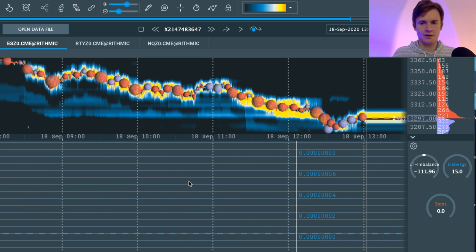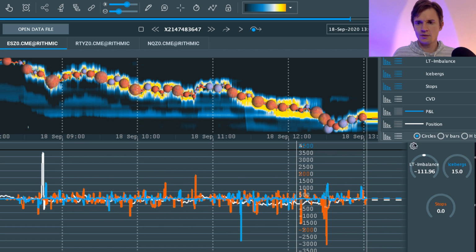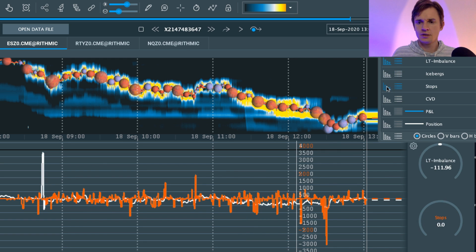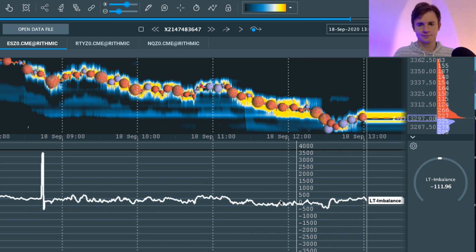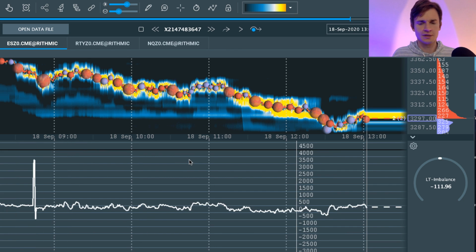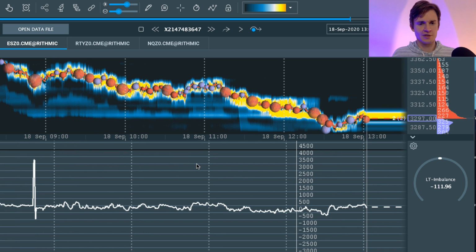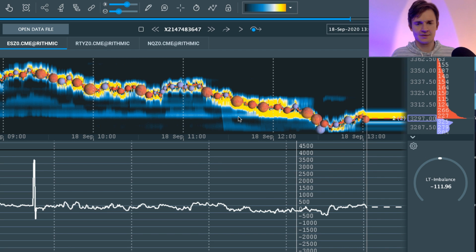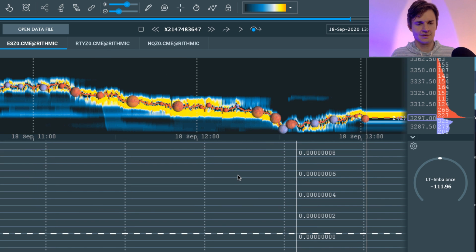Let's back up here. Let's remove those stops and icebergs again. This big spike back here. I told you how that changes everything. We got to get that off the page so we can actually read what's going on here. It made everything else too small. Come on, spike. Come on, boy.